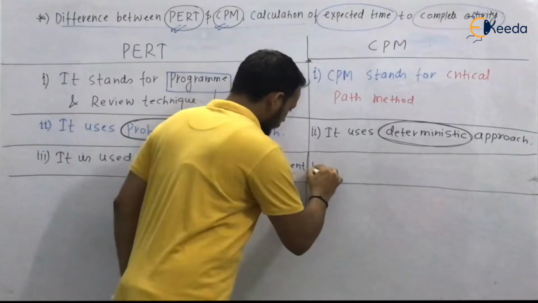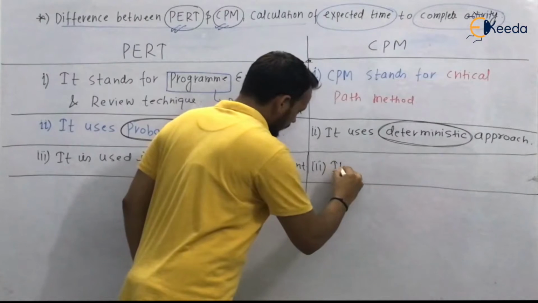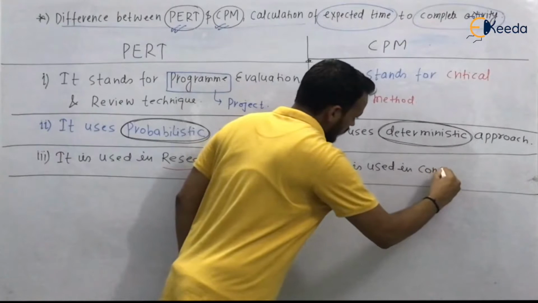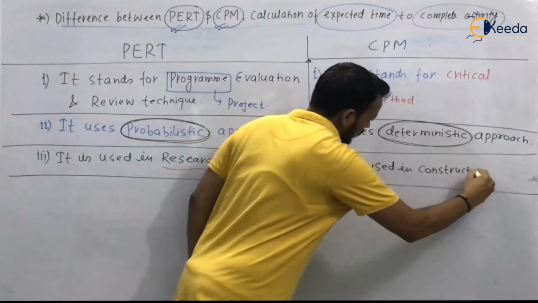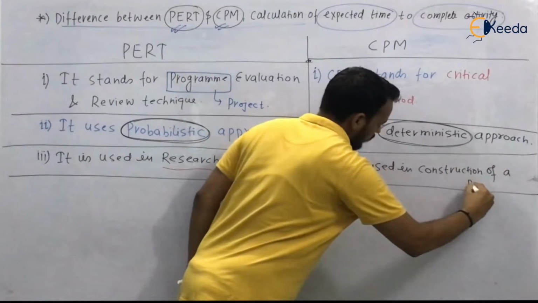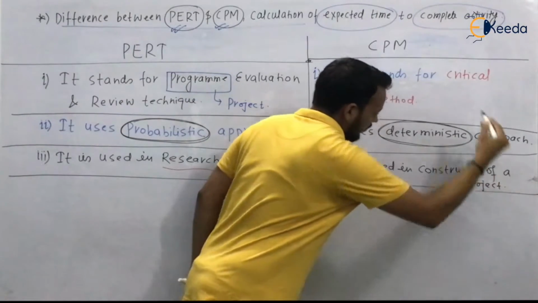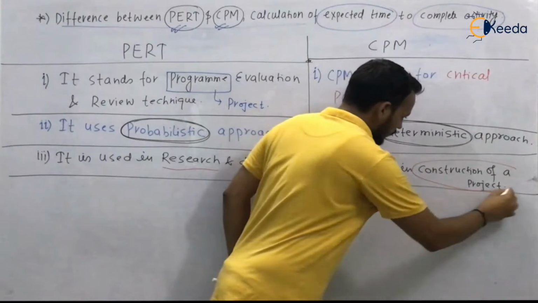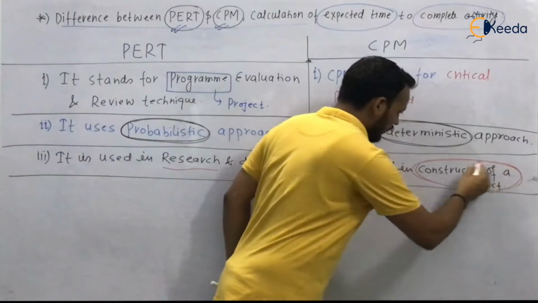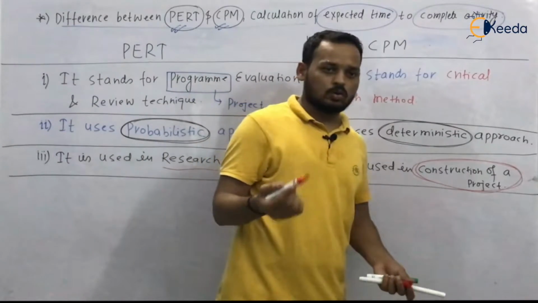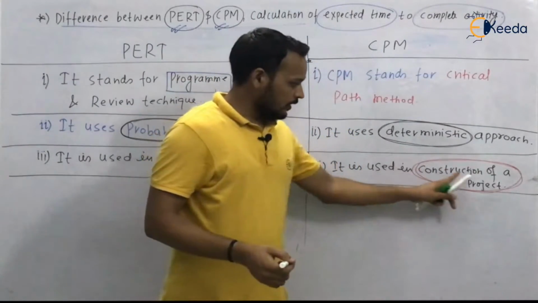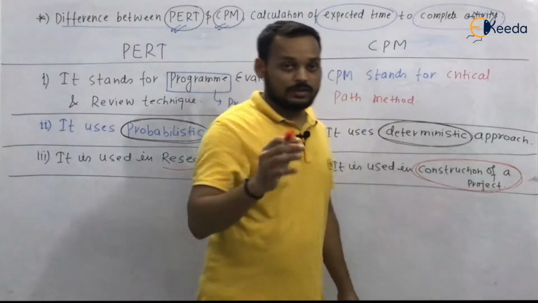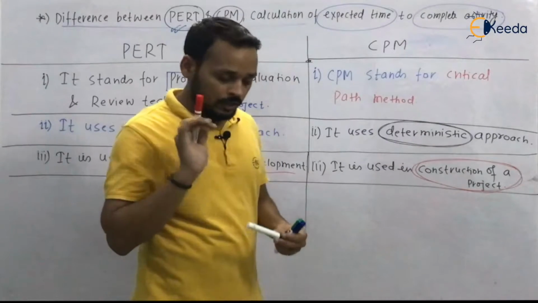It means CPM is used in construction of a project. You are very sure that you are going to complete the construction of a project or a house or a dam in 1 year or 2 years. So it is used in construction of a project. Why? Because it is a deterministic approach. You can determine the exact time and duration.